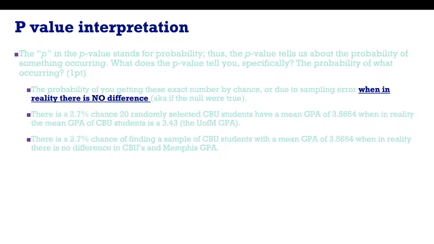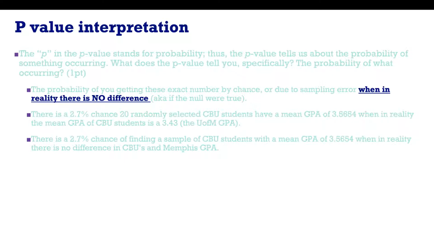So specifically, what does this mean? What is the probability of what's occurring? The probability of you getting the exact number, that t-value, by chance or due to random sampling error, when in reality there is no difference, or if the null hypothesis were true.